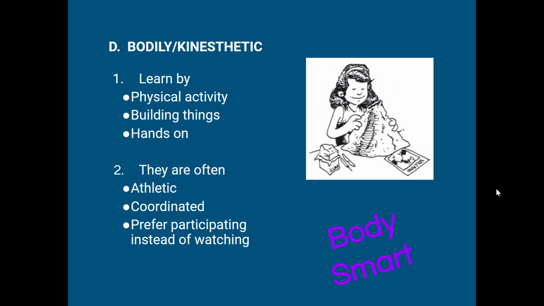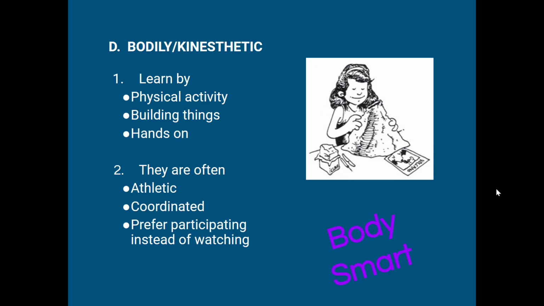The next intelligence is bodily or kinesthetic. This is one of your top intelligences. You like physical activity. Maybe you enjoy building things. Think about if you perhaps enjoyed using Legos, even, when you were a child or even now. And you like to do things hands on. Maybe you're looking to go into something in engineering or construction management or something like that.